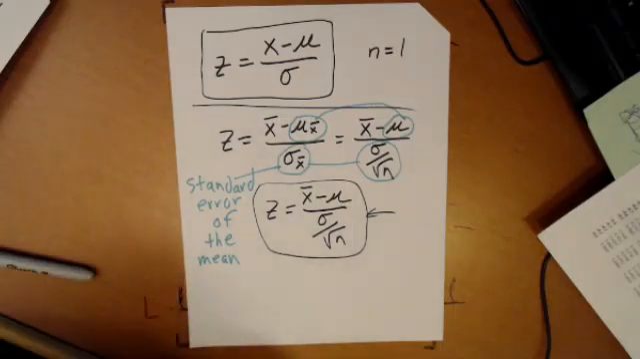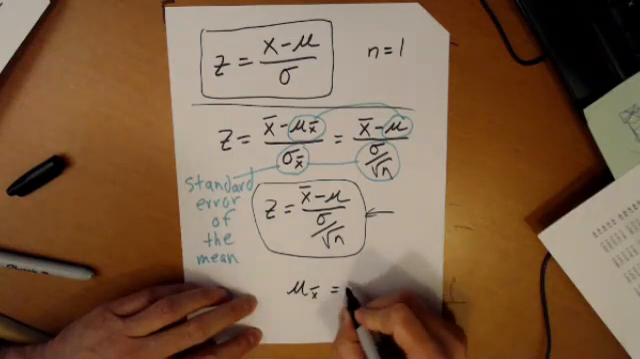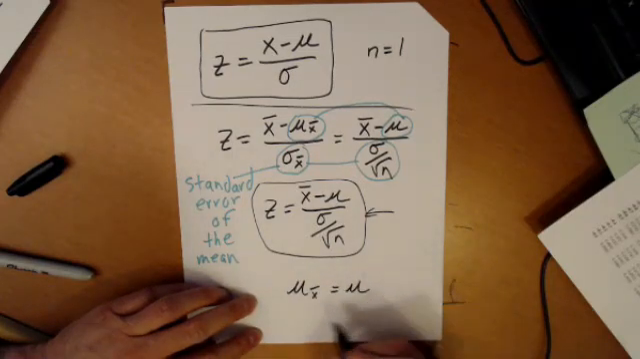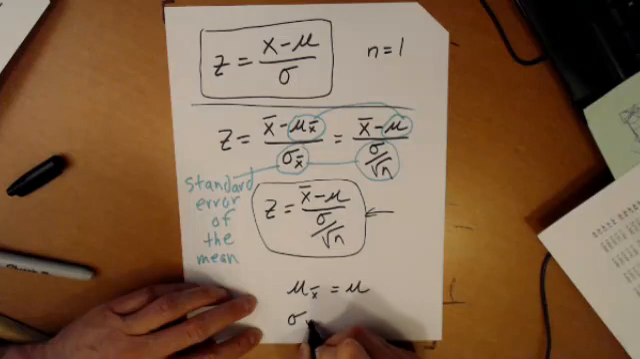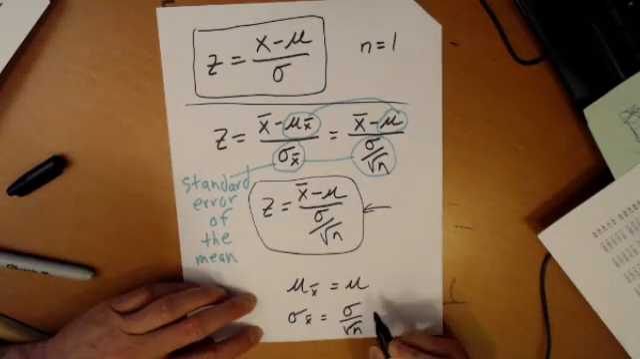So maybe just right here, I'll write down that the mean of the x bars is just equal to mu, and then the standard deviation of the x bars is just the standard deviation over the square root of n.